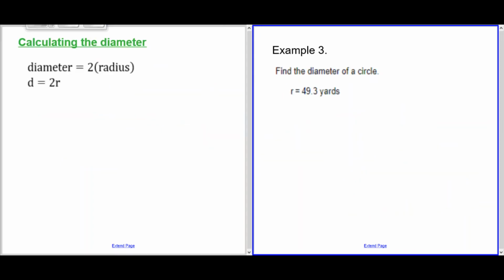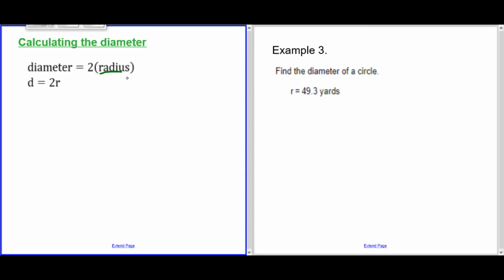So the next thing we're going to look at is how do we calculate the diameter? The diameter is 2 times the radius. So if I want to calculate the diameter, I would just need to know the radius, and I would just do d equals 2r. Whatever r is, I would just multiply it by 2 to figure out the diameter.